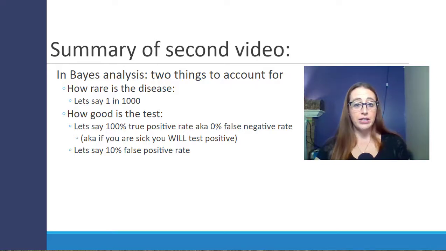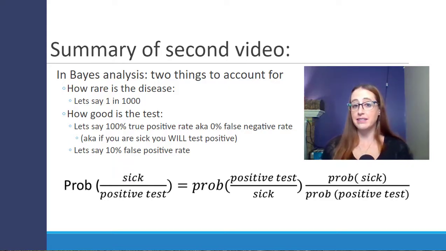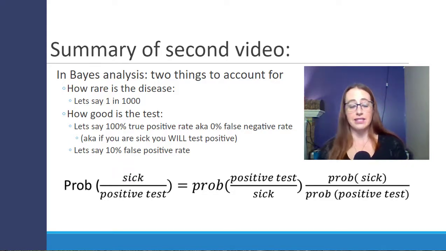So here we are calculating the chance. If we are sick, we'll have a positive test weighted by the probability of being sick. We know that this test that we've kind of made up has a 100% true positive rate, so that'll just be 1. We know the rate of the disease is 1 out of 1,000, and so we can fill in the 1 out of 1,000.